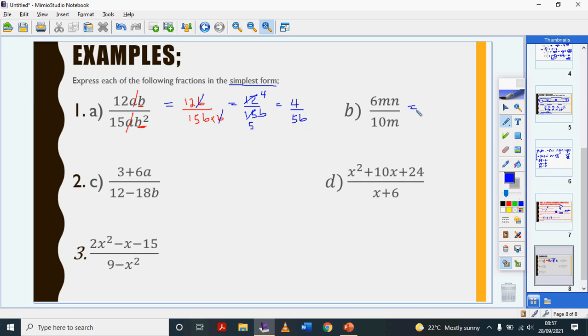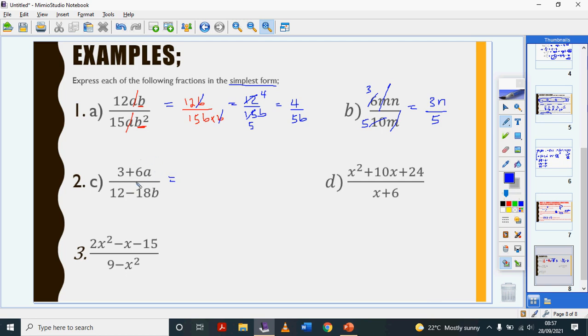Let's look at part B. M is common in the top and bottom, so I can cross it out, right? I can reduce 6 by 2 to get 3, and I can reduce 10 by 2 to get 5. So what I have left is 3n divided by 5. Finished.